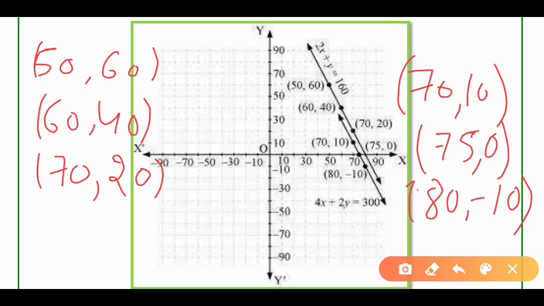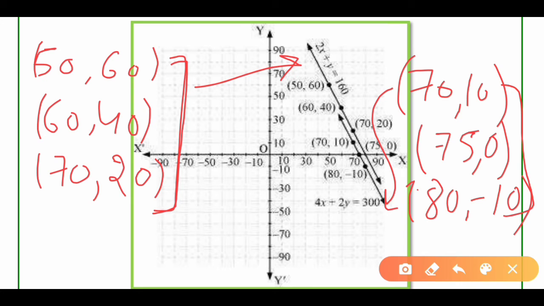Now we'll plot these coordinates on the graph paper. Okay, from these three coordinates we'll get the first equation, that is denoted by this line, you can see, and from these coordinates we'll get the second equation, that one is this one. Now plot the coordinates on the graph paper. You will get these two lines, first line and second line. Clear?